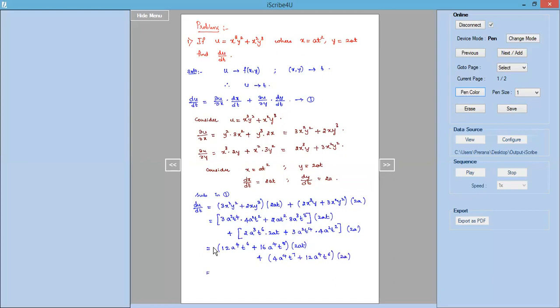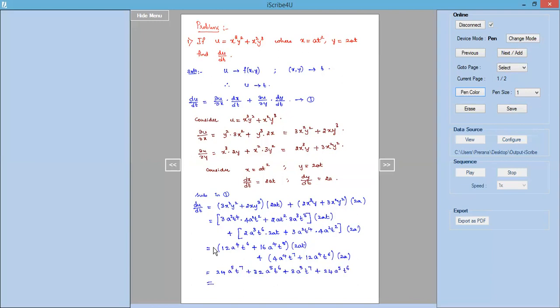So this on simplification gives us, we will multiply 12 into 2, the outside 2a, we are multiplying for both the terms in the first bracket. So 24 a power 5 t power 7 plus 16 into 2, 32 a power 5 t power 6 plus 4 into 2, 8 a power 5 t power 7 plus 12 2s are 24 a power 5 t power 6. Now combining all the like terms, we have the first and the third term as the like term, a power 5 t power 7 product.